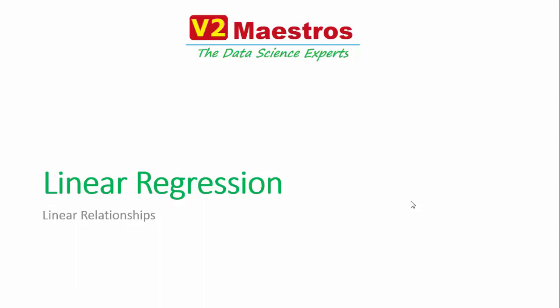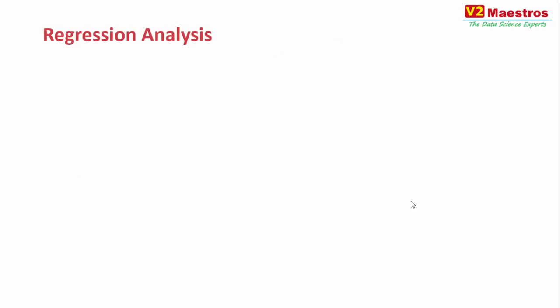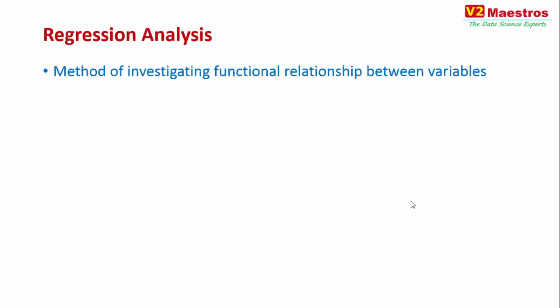Hi, in this lecture we are going to be discussing the first machine learning algorithm, called linear regression. Regression analysis is a very popular, very old, and very widely used method when it comes to analyzing the relationship between two variables, or actually multiple variables. So in a regression analysis, the goal is to build an equation.